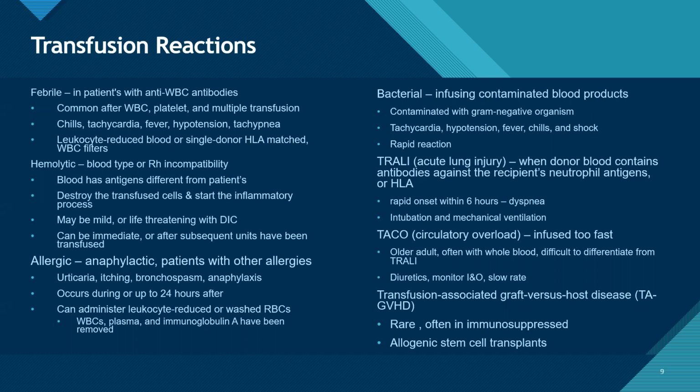So if the patient is febrile, they'll spike immediately. It's common after white blood cell, platelet, or multiple transfusions, like I just said, because they have those anti-white blood cell antibodies. They end up trying to fight it off. They can have chills, tachycardia, hypotension, tachypnea. Leukocyte reduced blood or single donor HLA matched blood or WBC filters will be helpful in this scenario.